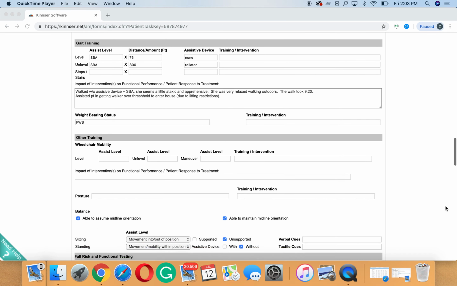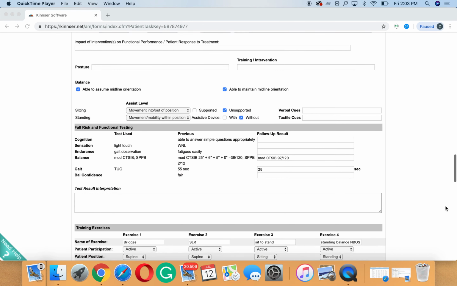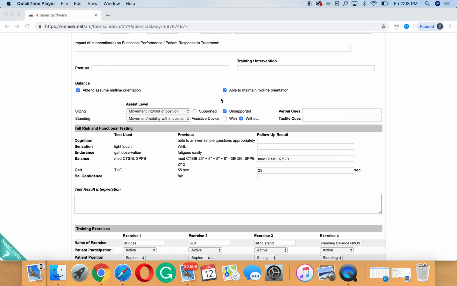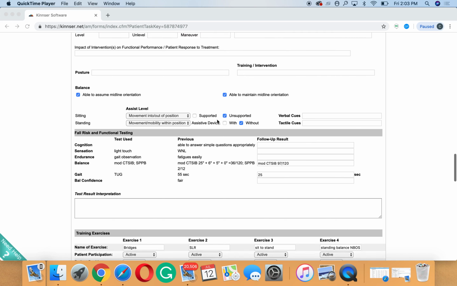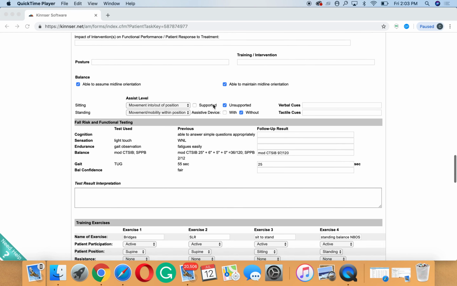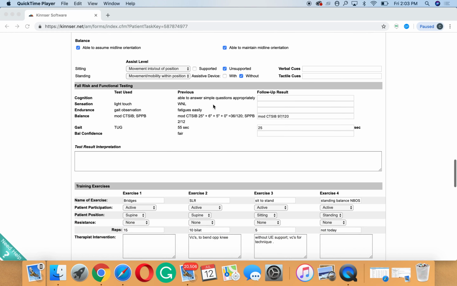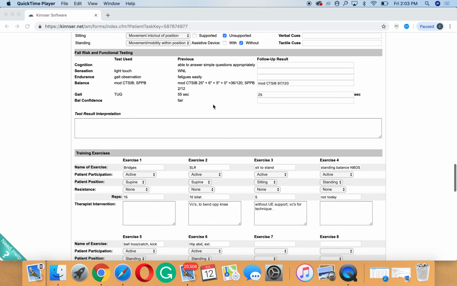All these balance boxes should be checked appropriately. A lot of people just leave those blank. This isn't a training section, it's just stating a fact. The fall risk and functional testing, if you want, you can update any of these tests that were performed on the initial eval.